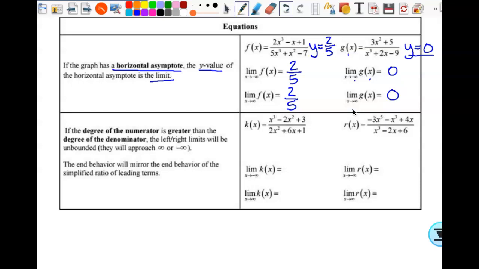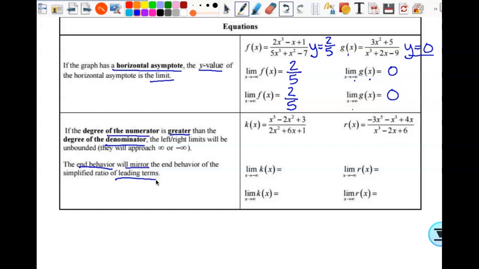Then it says the degree of the numerator is greater than the degree of the denominator. Then you're going to approach positive or negative infinity, because we're going to have possibly a slant asymptote, but not necessarily. With a graph that you're going to look at or have to graph, you're not going to get anything crazier than a slant asymptote. But in a question like this, we could look at something more than a slant asymptote because we don't have to understand a ton about it. But either way, the end behavior will mirror the end behavior of the ratio of the leading terms.